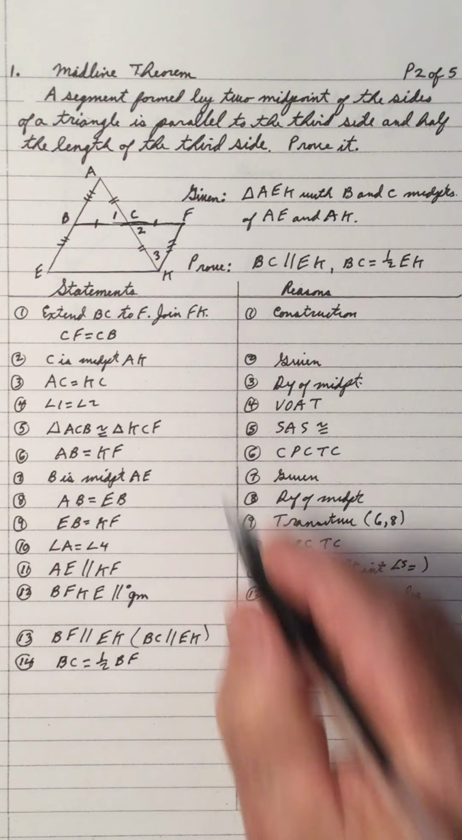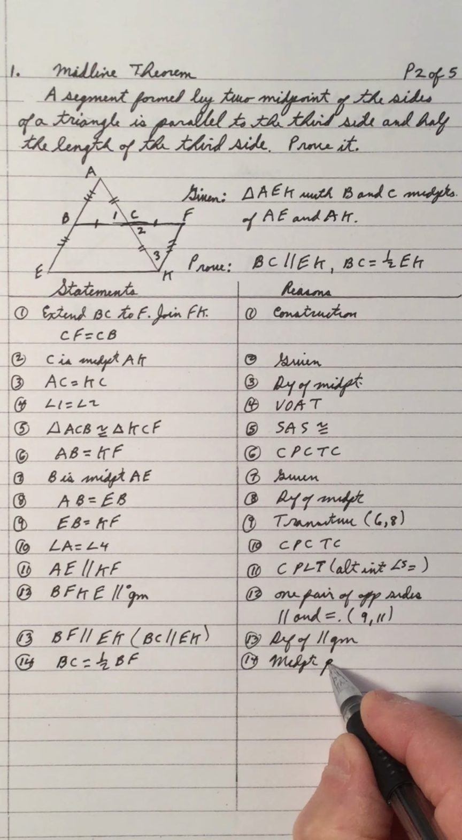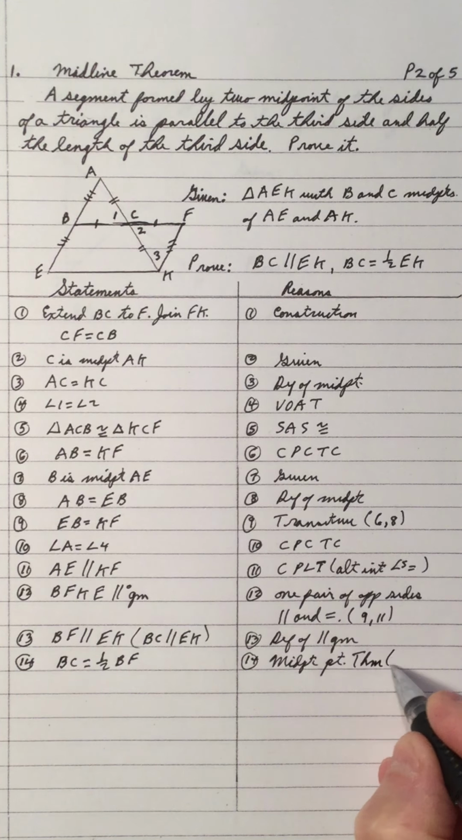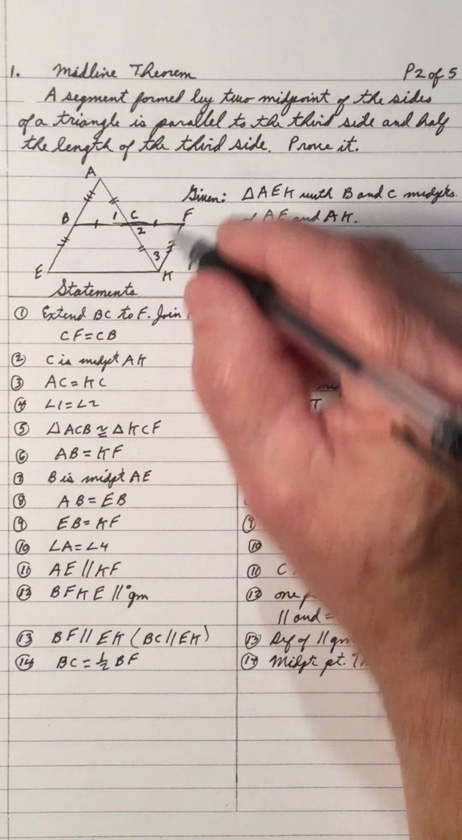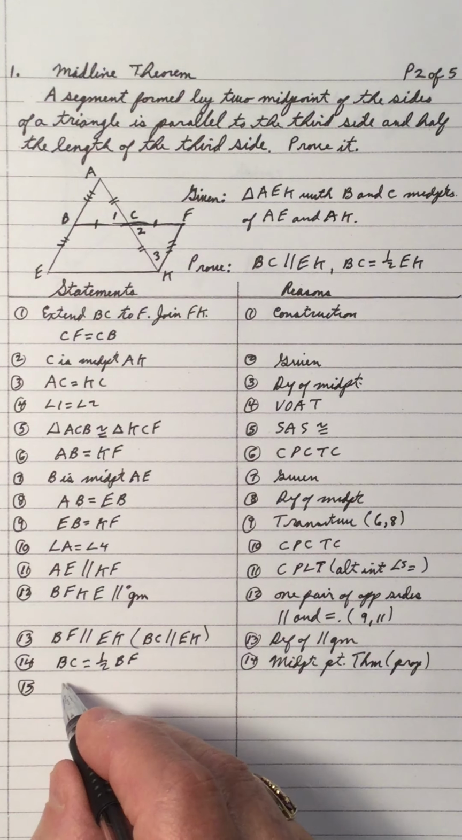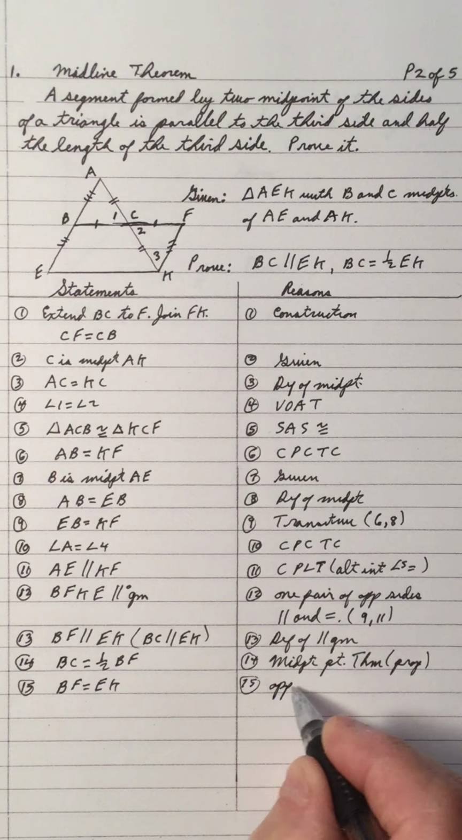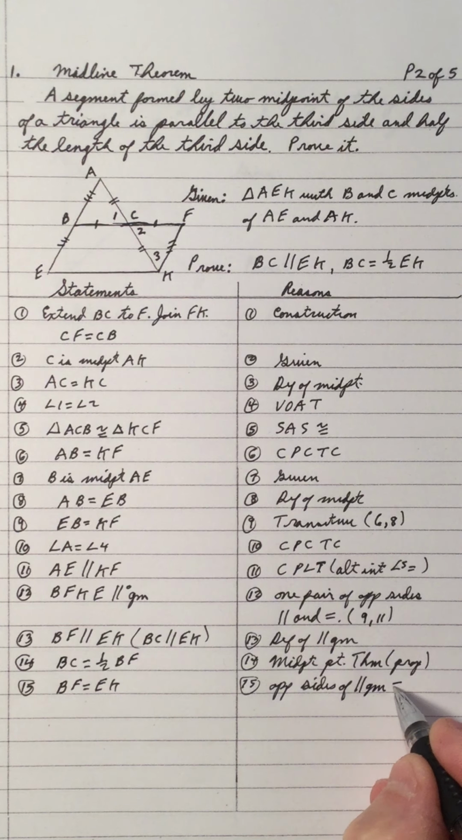And since that's a midpoint, you can say midpoint theorem or midpoint property, whatever you want. Because that's a midpoint, then we have BC is a half of the large one. And hence, BF is equal to EK, because opposite sides of a parallelogram are equal.